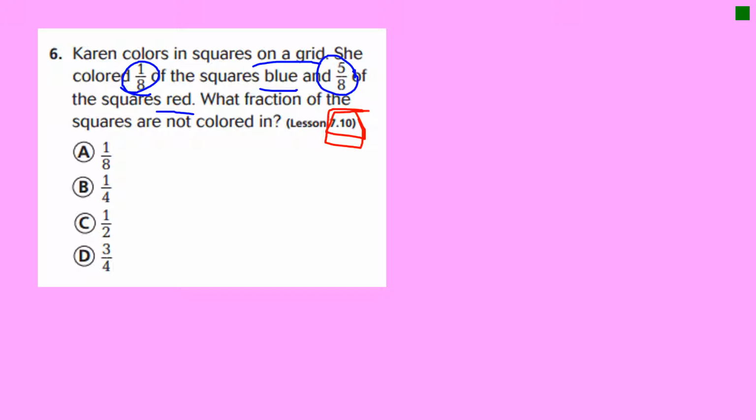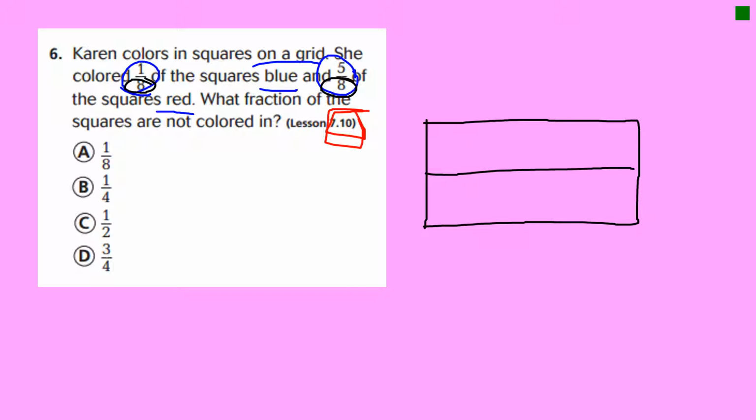All right, so here's her grid. Now, when I draw the grid, I'm thinking, well, what did the grid look like? We can tell from the denominator. What does the denominator tell us, boys and girls? It tells us how many make the whole thing. That's the job of the denominator, right? So 8 squares makes Karen's grid. She colored 1/8 of the squares blue. That's 1 out of 8 equal parts. 1/8 blue. And then she colored 5/8 of the squares red.